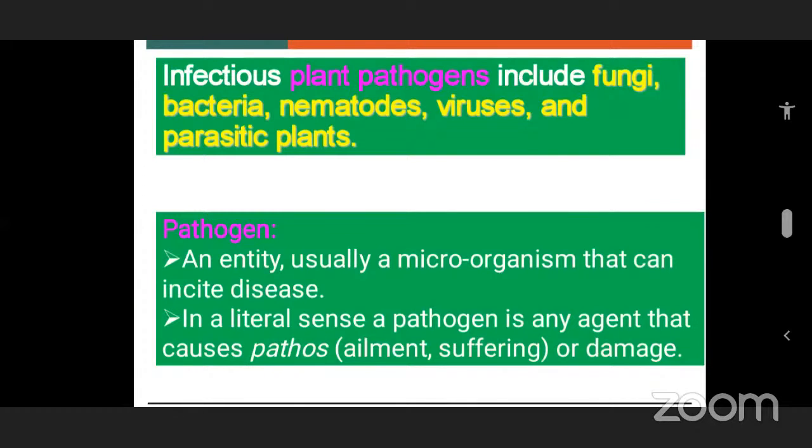First of all, we have to know what a pathogen is. Any entity, usually a microorganism, that can incite the disease, that can cause the disease. Here, an entity means any small thing, and the small thing is nothing but a microorganism that can incite the disease. That means any organism which has the ability to cause the disease is called a pathogen. You should remember that. In a literal sense, a pathogen is any agent that causes pathos or damage. That is also the meaning of the pathogen.